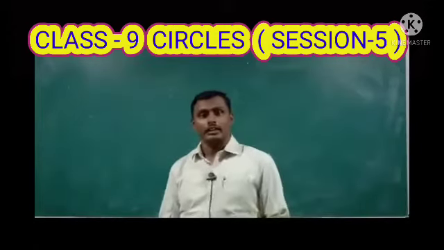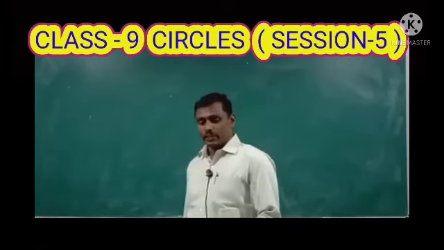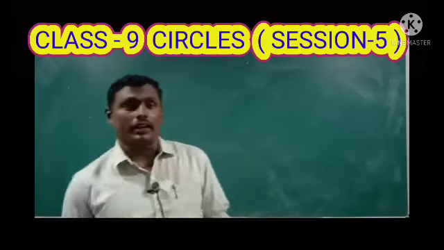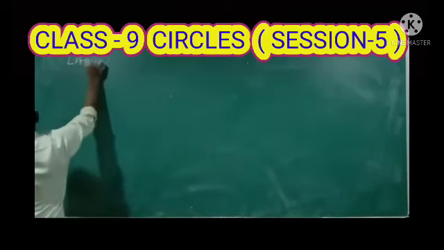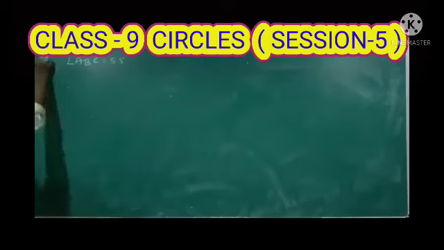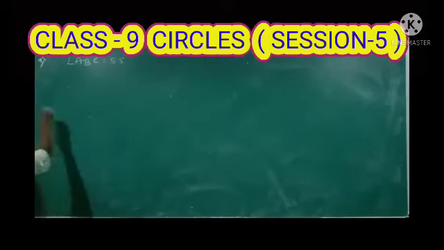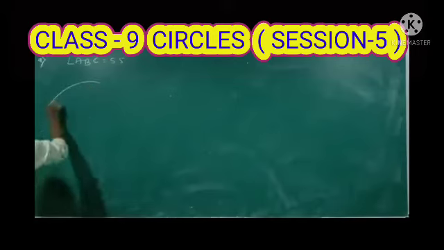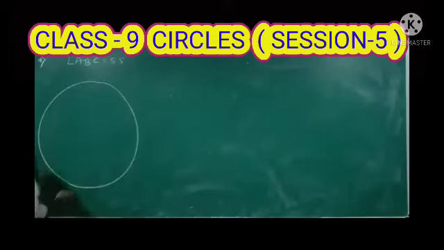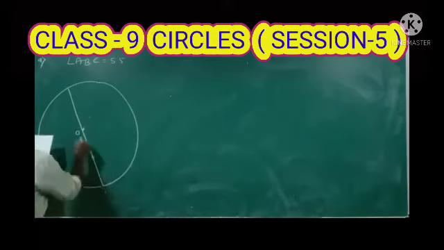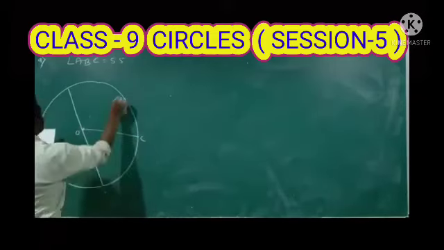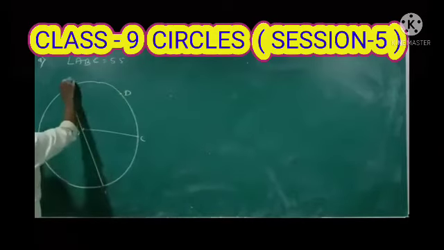Okay, see the ninth question, what it says. In the figure, O is the center of the circle and angle ABC is equal to 55 degrees. Find the values of x and y. So O is the center of the circle. The line passes through the center of the circle. And this point is D and this one is A.